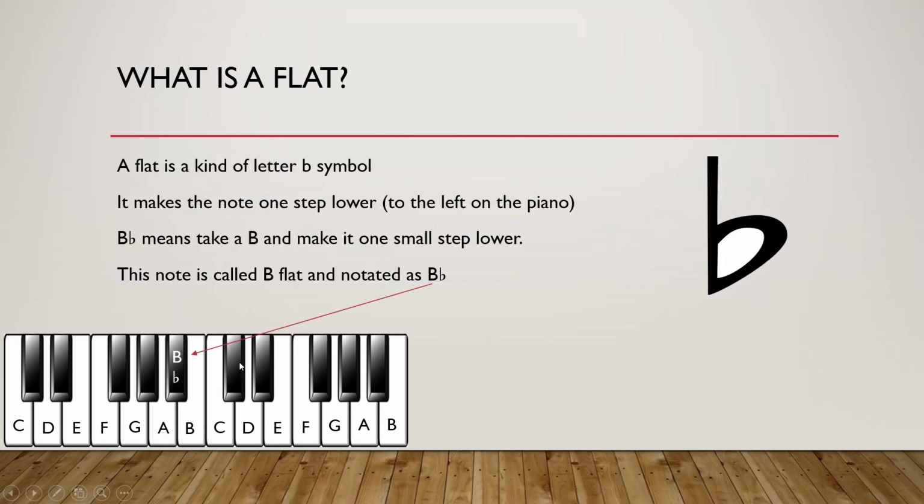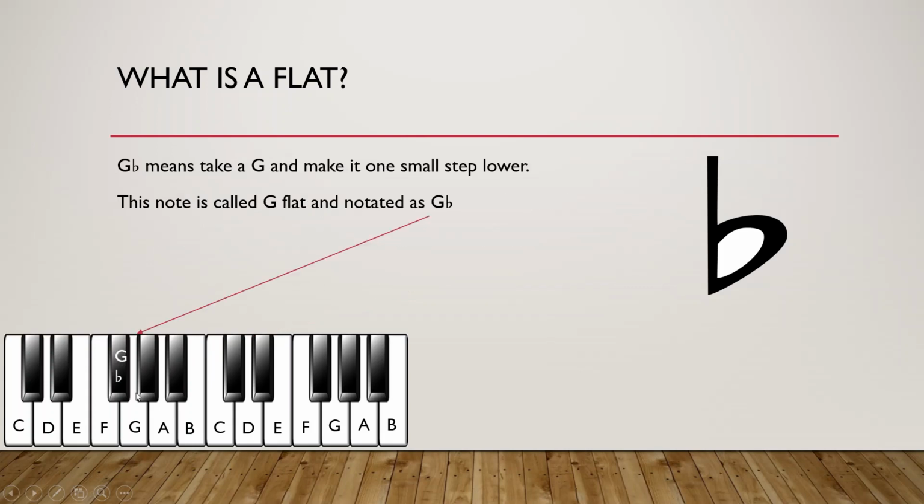We also have a flat, and that's the opposite. A flat is a kind of letter B symbol, and it makes the note 1 step lower to the left on the piano. So B flat means we take a B, make it a small step lower, and now we have B flat. And the same as for G, take the G 1 step to the left on the piano, we get G flat. It's 1 step lower.